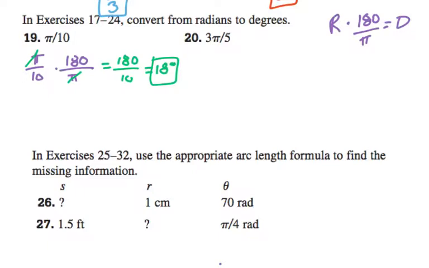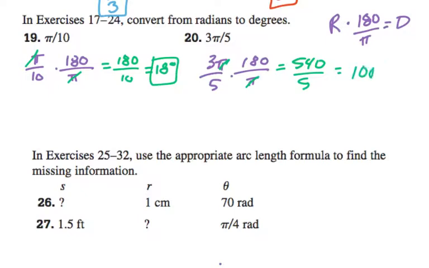And then 3 pi over 5 is going to be multiplied by 180 over pi, our conversion. Again, the pi's cancel, and so we're left with 3 times 180, which is 540 over 5. And 540 divided by 5 is 100 degrees.